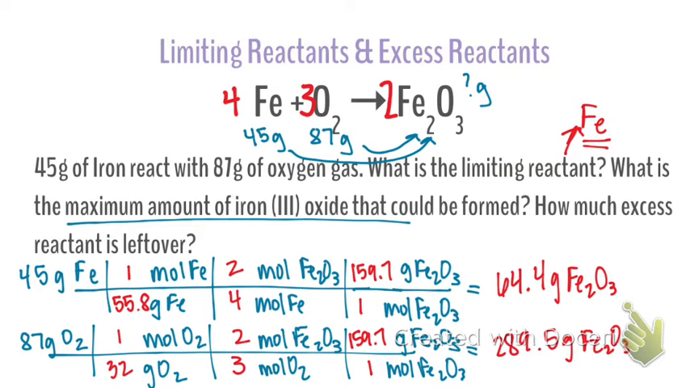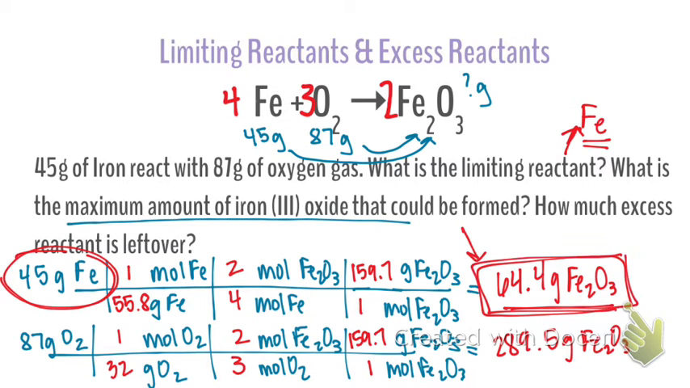Now, the last part of our question asks, how much excess reactant is left over? So first of all, tell me what is our excess reactant? It's oxygen gas. Let's remember what happens in a limiting reactant situation. All 45 grams of iron are going to be used up, every single bit of that, to produce 64.4 grams. So when it asks what's the maximum amount of iron oxide that can be formed, if you have your answer in moles, that's fine. But did you still get that iron was your limiting reactant? Did it still give you the smaller amount?